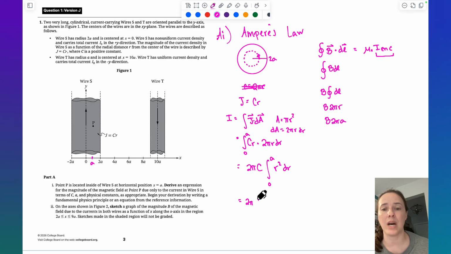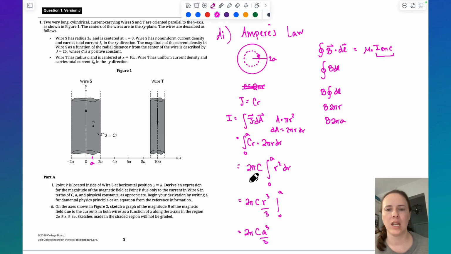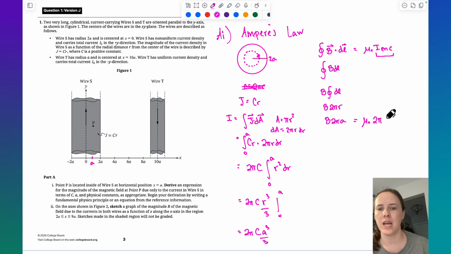That's going to be 2 pi c. Integral of r squared goes like r cubed over 3 from 0 to a, which means that I enclosed is going to be 2 pi c a cubed over 3. And I need that over here on the right side. So that I enclosed is going to be mu naught times 2 pi c a cubed over 3.